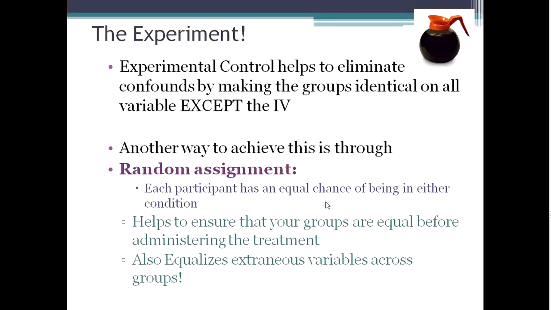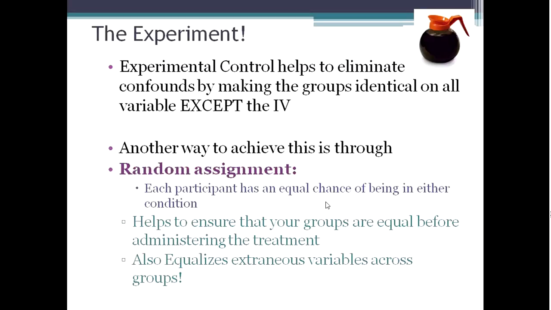But the way that we deal with extraneous variables is through random assignment to conditions, right? And what random assignment means is that each participant has an equal chance of being either in the experimental group or the control group. Okay. So maybe we say every other person who walks in the door goes to the experimental or control group. Or perhaps we use a random number system to randomly assign people, who are doing an online survey, for example, to the experimental group or the control group.